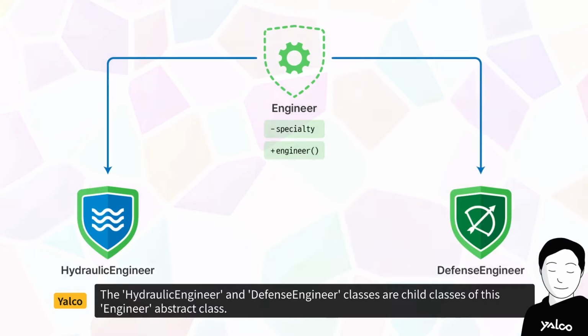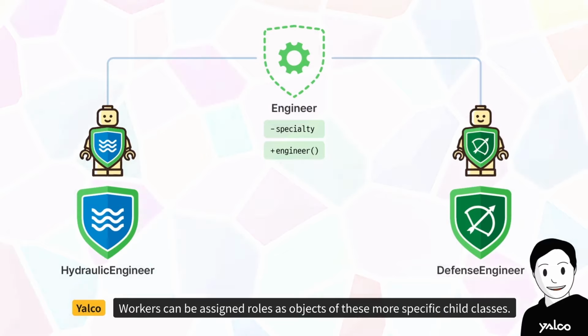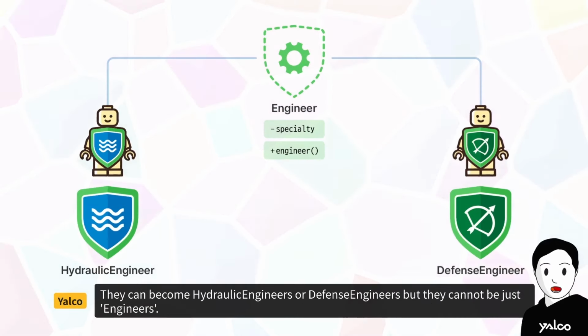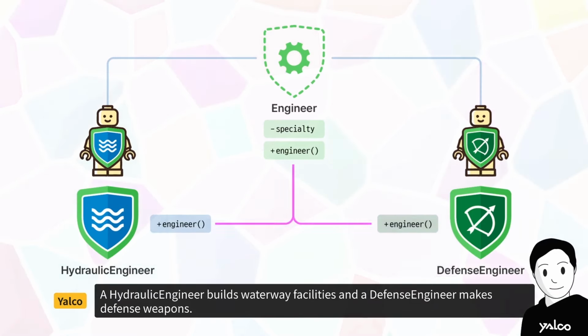Hydraulic Engineer and Defense Engineer classes are child classes of this Engineer abstract class. Workers can be assigned roles as objects of these more specific child classes. They can become hydraulic engineers or defense engineers, but they cannot be just engineers. And the specification of what this engineer method does is determined in the child classes. A hydraulic engineer builds waterway facilities, and a defense engineer makes defense weapons.